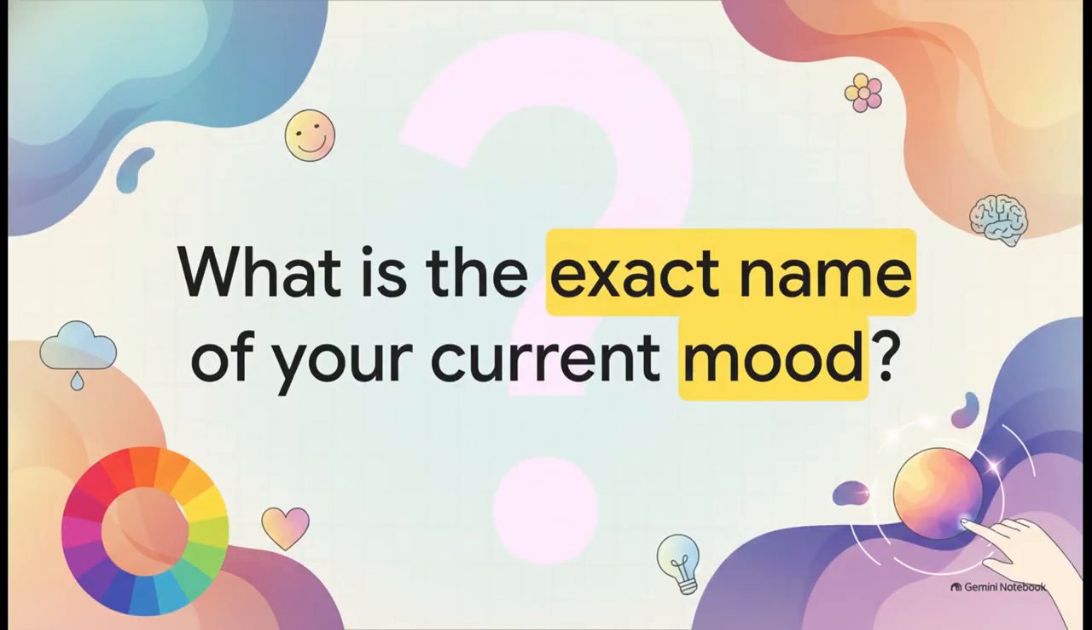To wrap up this explainer, I want to leave you with a little something to chew on as you look around your room right now. We've seen that a color is so much more than just a visual wavelength, right? It's the name, the rich history, and the profound feeling it evokes. So tell me, if you had to invent a name for the exact color of your current mood, right now, at this very second, what would it be?